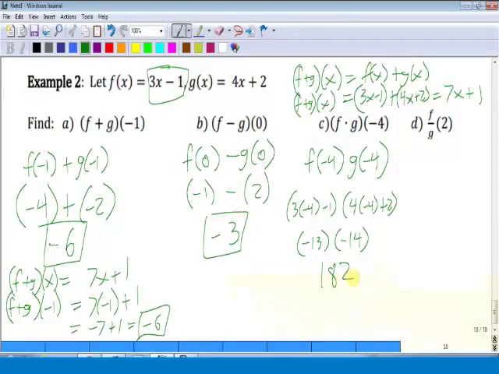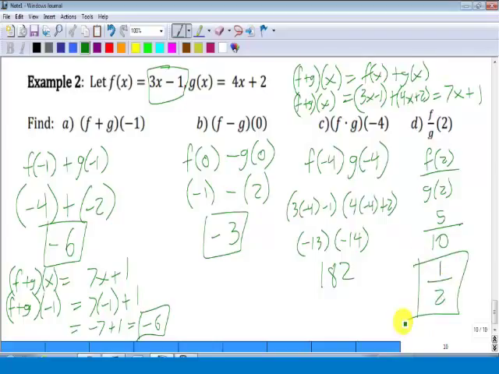And f over g of 2. We find f of 2, we find g of 2, and so long as g of 2 is not 0, we divide. So f of 2 is 3 times 2 is 6, 6 minus 1 is 5. g of 2, 4 times 2 is 8, 8 plus 2 is 10. So I'm thinking it's 5 over 10. Reduce if you can. So 1/2.